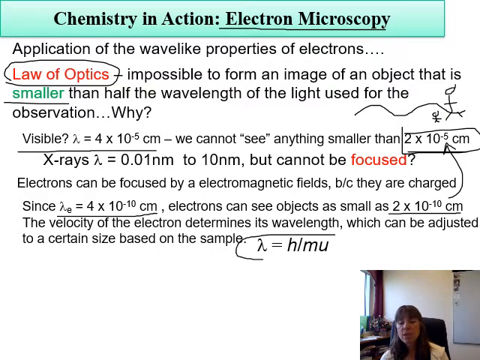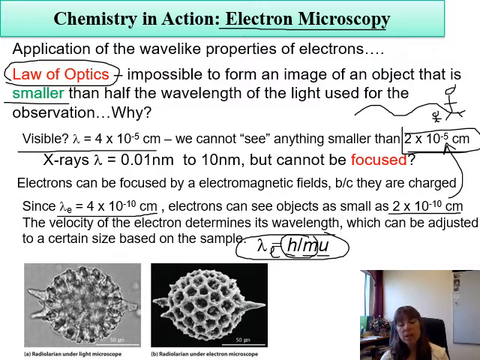So the velocity of the electron determines its wavelength, which can be adjusted. And there's de Broglie's relationship again. De Broglie's relationship is based upon speed and mass. If I put in a certain speed for the electron, the mass is going to stay the same, and so is h, these are constants in this case, I can get a range of wavelengths that the electron can operate at, and then I can have a range of objects that I can see.